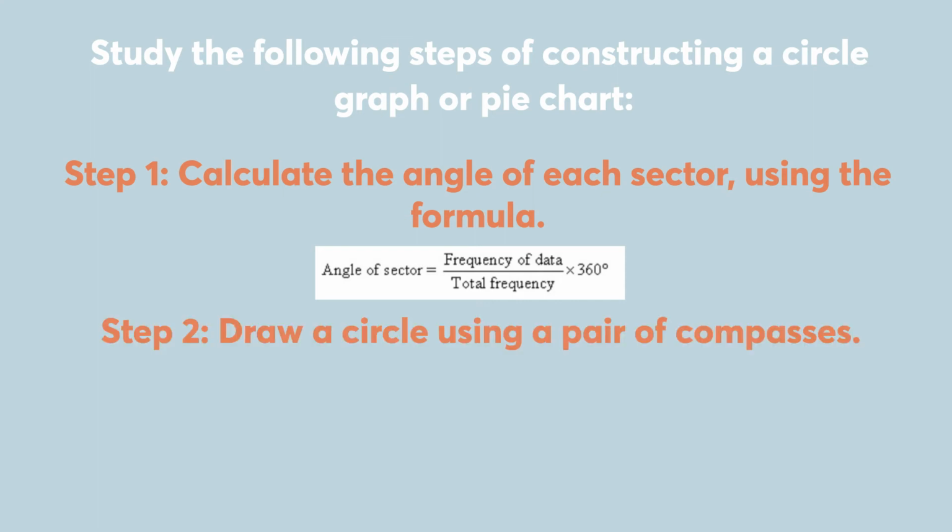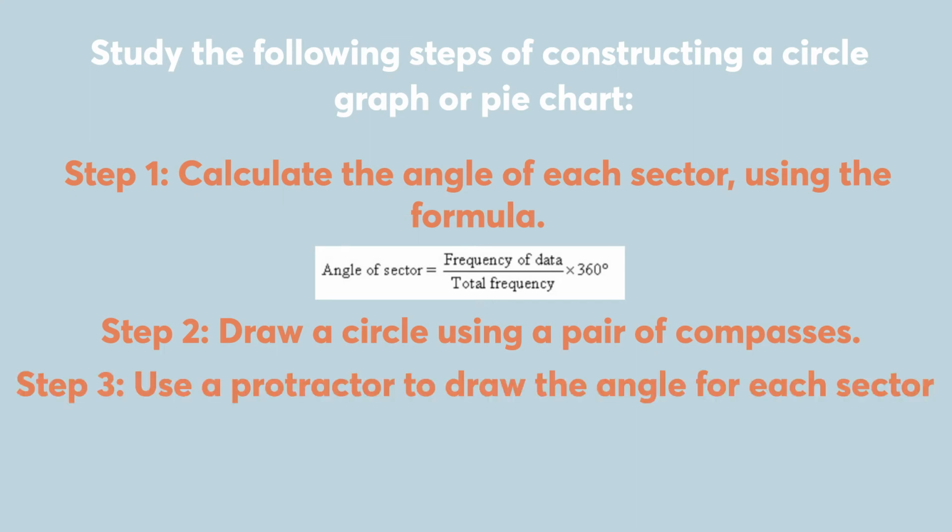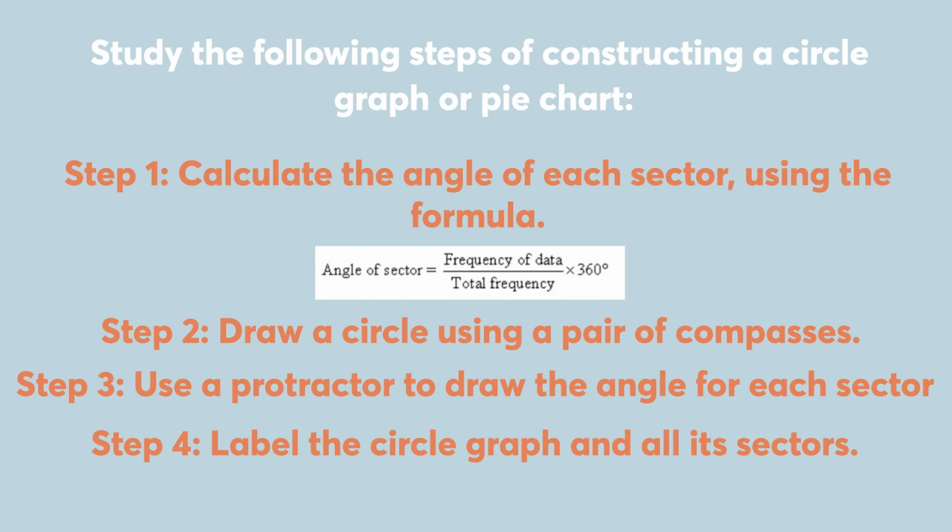Step 2. Draw a circle using a pair of compasses. Step 3. Use a protractor to draw the angle for each sector. Step 4. Label the circle graph and all its sectors.